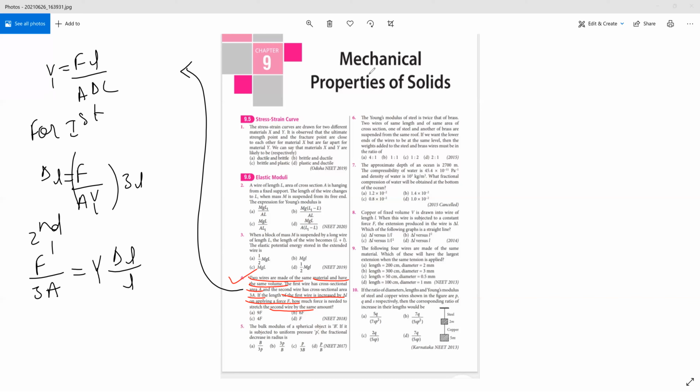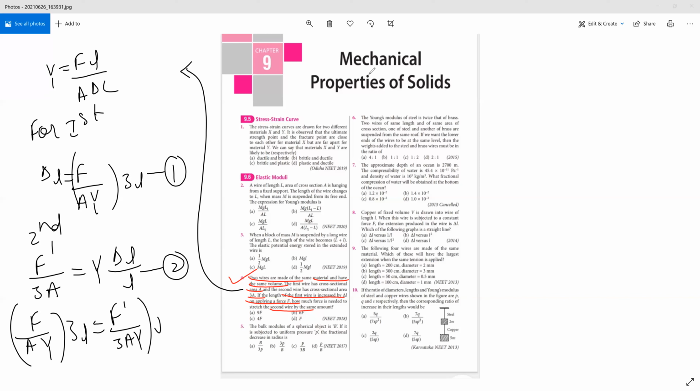So here this is the second equation and this is the first equation. So from equation 1 and 2, F divided by area into Young's modulus into 3L is equal to F dash divided by 3A into Young's modulus into L. So after simplification, we are getting F dash is equal to 9 times of F. Therefore, for the fourth one, the eighth option is the right answer.